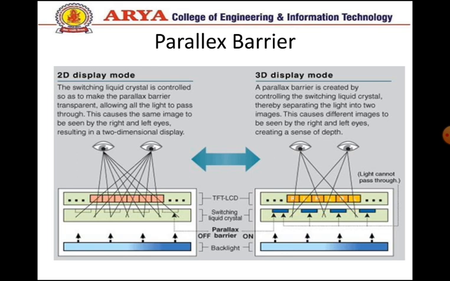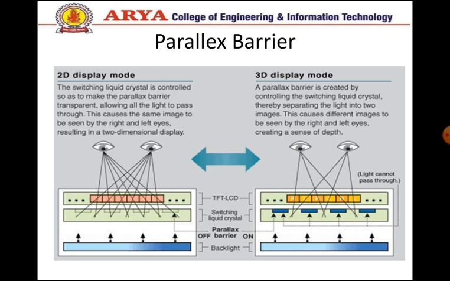There in the image you can see a 2D display mode and a 3D display mode. The only difference is that in both the screens, if the parallax barrier is off, it becomes the 2D display mode. If the parallax barrier is on, it becomes the 3D display mode. There is a TFT LCD screen, then the switching liquid crystals. When the switching liquid crystals are off, you get a 2D display, and when the switching is on, you get a 3D image, and after that there is a backlight.